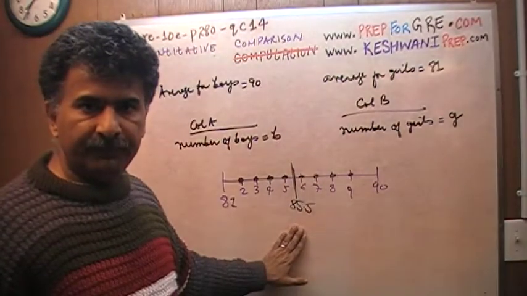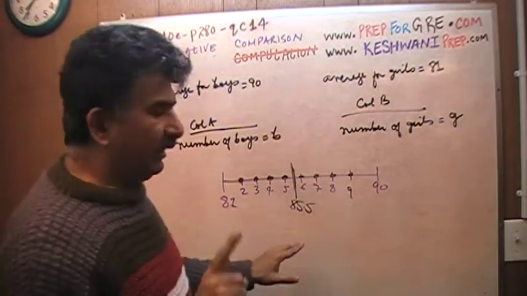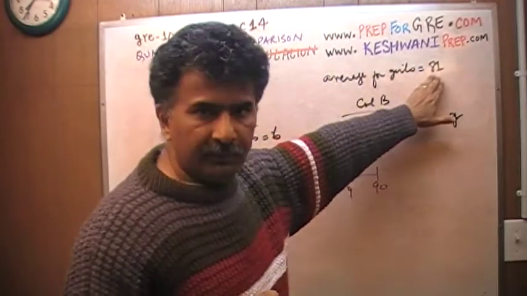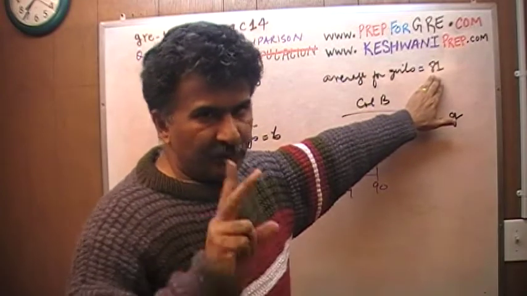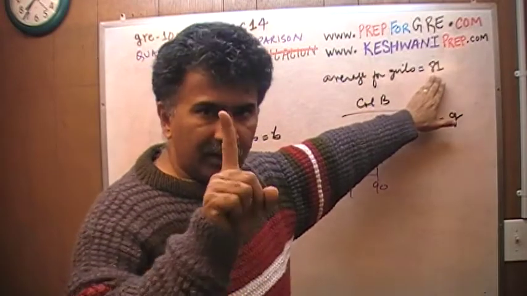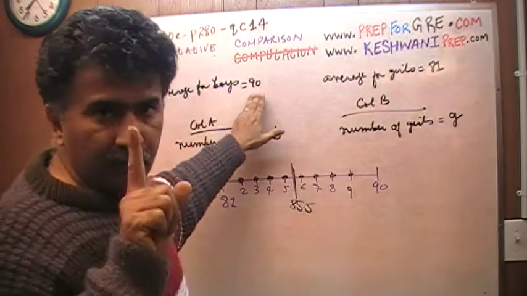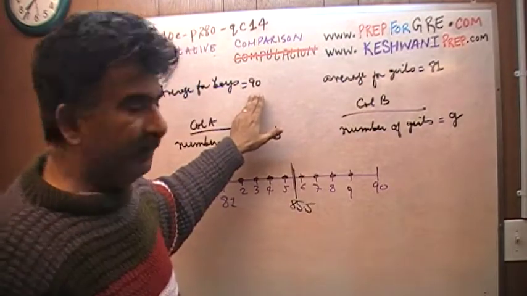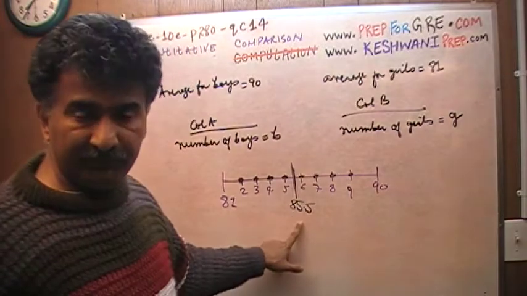Do you understand? In other words, if there was only one girl in the class who scored 81, and there was only one boy in the class who scored 90, and that's all, there are two students in the class. The overall average of the class, in the case of these two people, would have been 85.5.